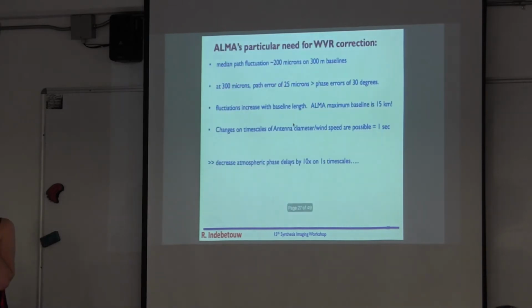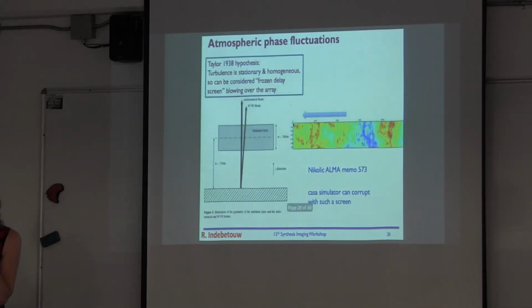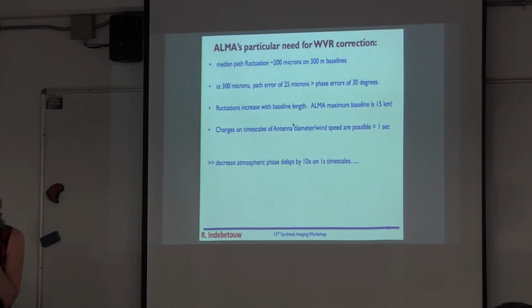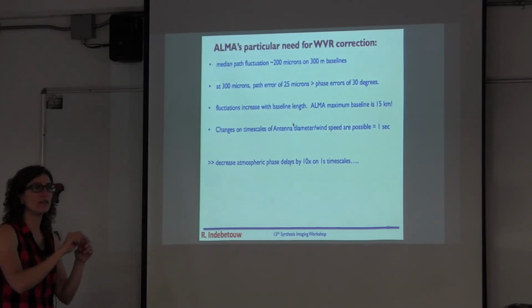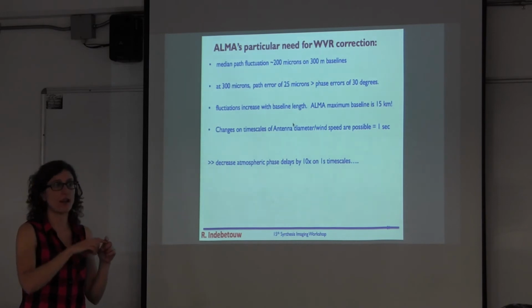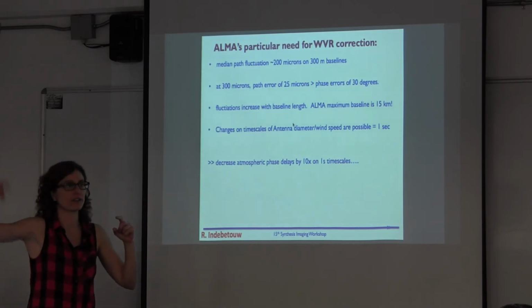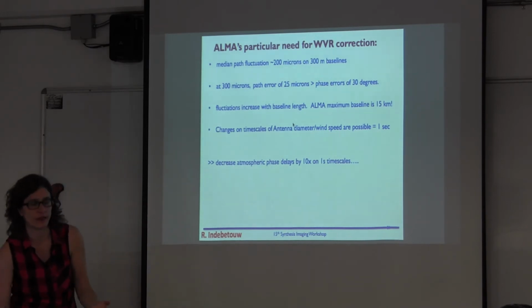And what they do, well, this is just to give you a measure. At 300 microns, at 0.3 millimeters, a small path error of 25 microns, just because of the water vapor that is there, would imply a phase error of 30 degrees. This is huge. So in your amplitude versus phase plot, you will have a noise of 30 degrees. You don't want that.